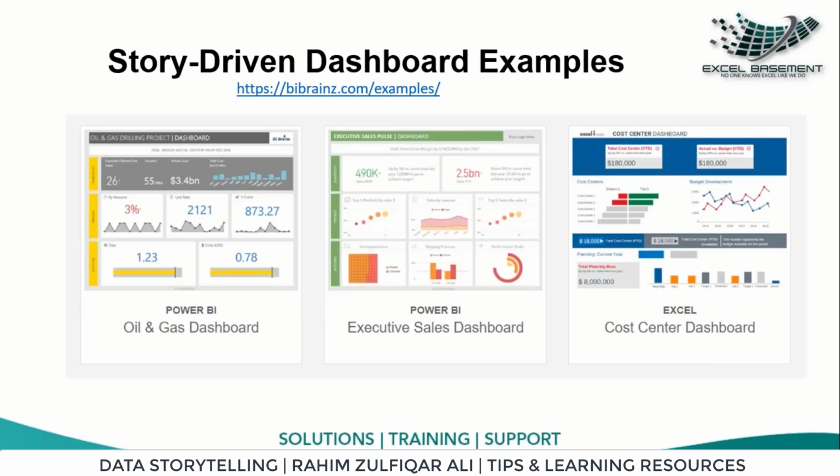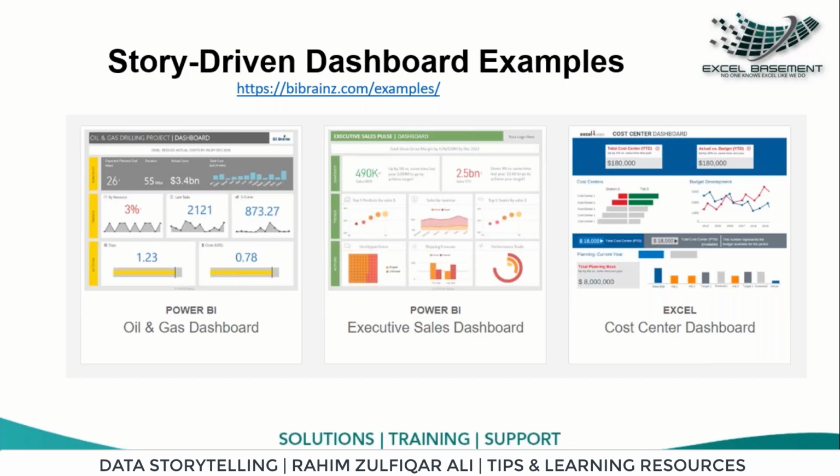So we have some story driven dashboard examples available, and I have posted a link on this slide. After the webinar, I will share this whole presentation with you via email and some of our social media groups as well. There's a website called bibrains.com/examples, where you can find those dashboards which tell you the data story. As I have observed in the industry, most users have the data and they just create simple charts where there is no data storytelling.